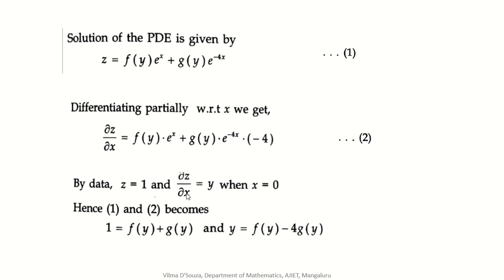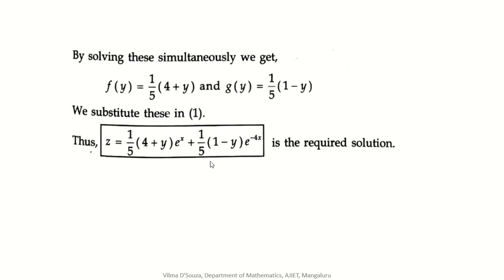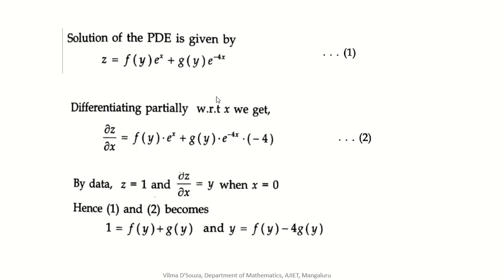∂z/∂x is equal to y when x is 0. So ∂z/∂x is y, which is equal to f(y) plus 1 minus 4 into g(y). So y is equal to f(y) minus 4g(y). So you need to solve these two equations in order to get what is f(y) and what is g(y). So solve the equations.